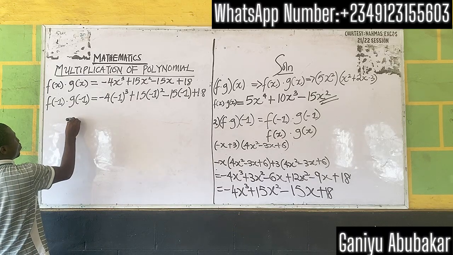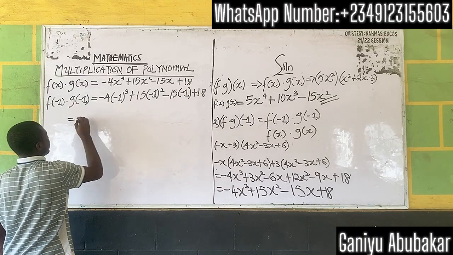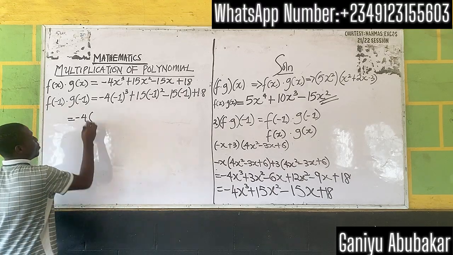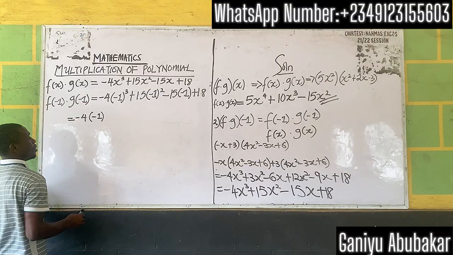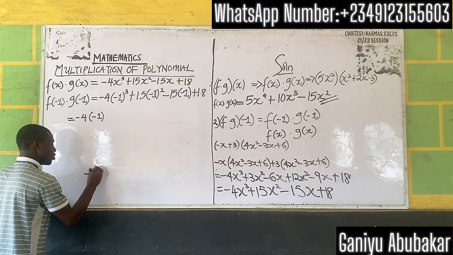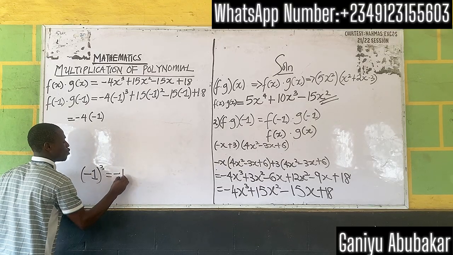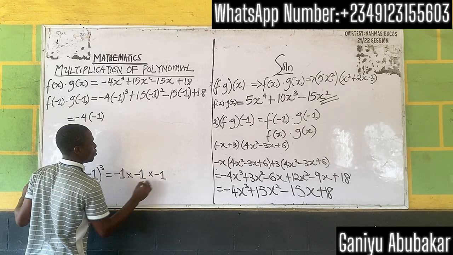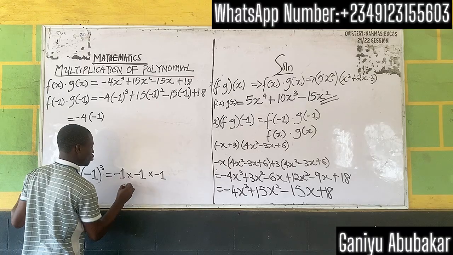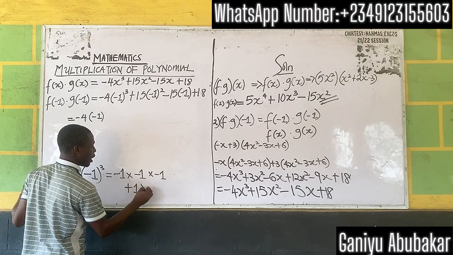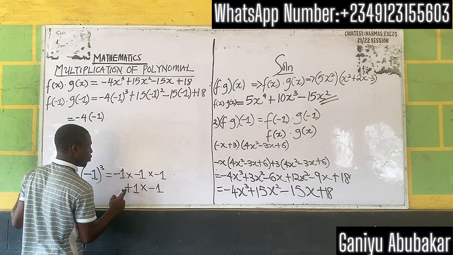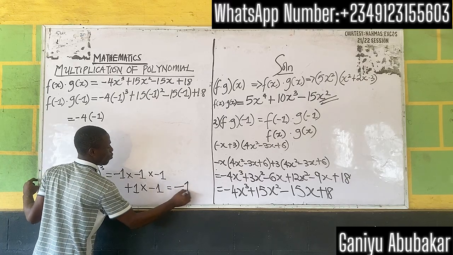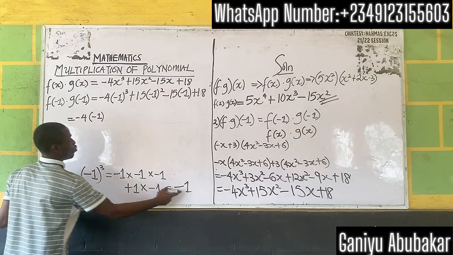Let's start. This gives you minus 4 into minus 1 cube. So minus 1 cube means minus 1 times minus 1 times minus 1. Minus 1 times minus 1 gives you plus 1. I have times minus 1 left. Plus times minus gives you minus. 1 times 1 gives you 1. So it means minus 1 cube is minus 1.